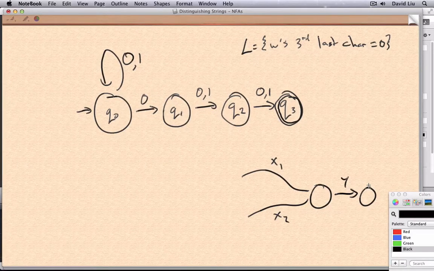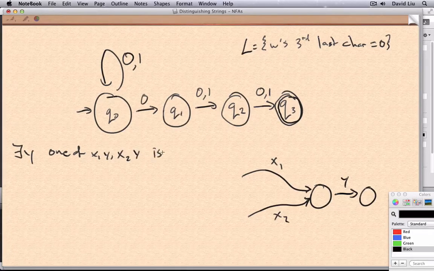So if you remember, this distinguishability argument relied on the fact that if we could find a y such that one of x1y, x2y is in L, then we would get a contradiction, because this would mean that on following either x1y or x2y, we would reach a state that had to be both final and non-final. So why doesn't this argument also work for NFAs?